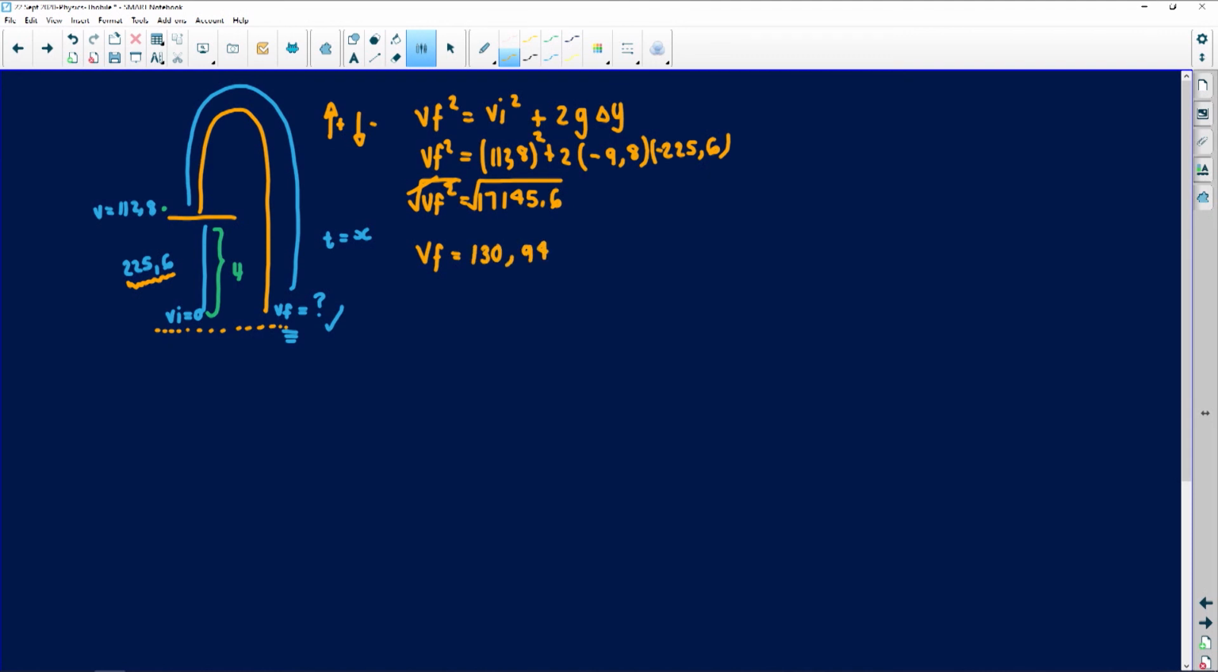130.94. Remember, the SI unit for velocity is meters per second. So now I know, aha, so I have my final velocity now here. So my final velocity, the rocket reached the ground with a velocity of 130.94. However, I'm still not done. I'm now going to use another equation of motion to say, okay, now that I've got the initial velocity, I've also got the final velocity. I need to find the time, remember?